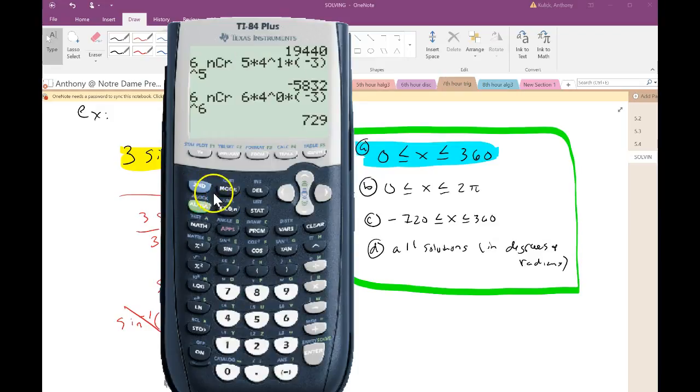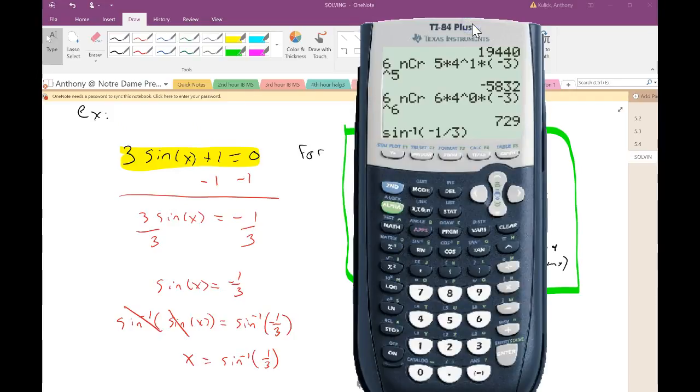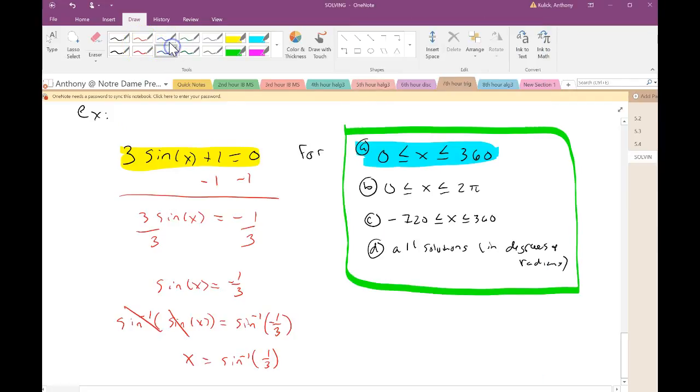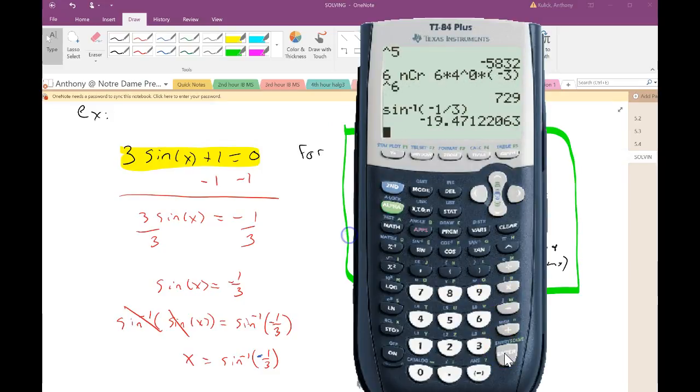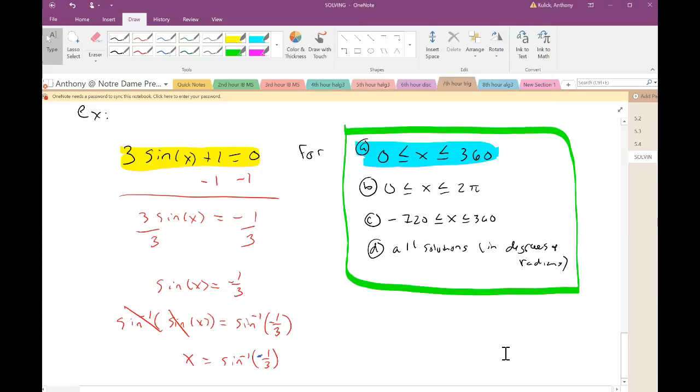All right, since we're in degree mode, I'm going to do sine inverse of 1/3. Oh, sorry, the negative 1/3, excuse me. Did I forget to write it? Yeah, my apologies. Yeah, negative 1/3. Okay. Everybody good with what we typed in the calculator? Okay, let's spit it out. So negative 19.47 degrees.